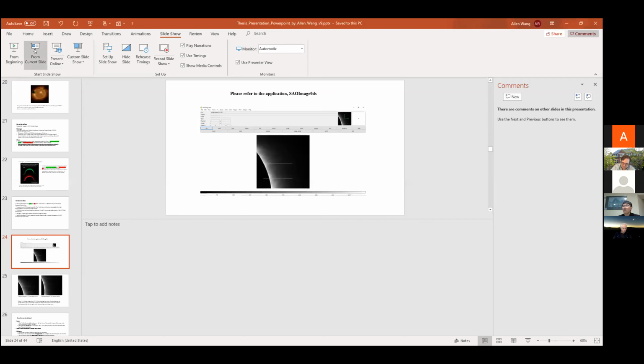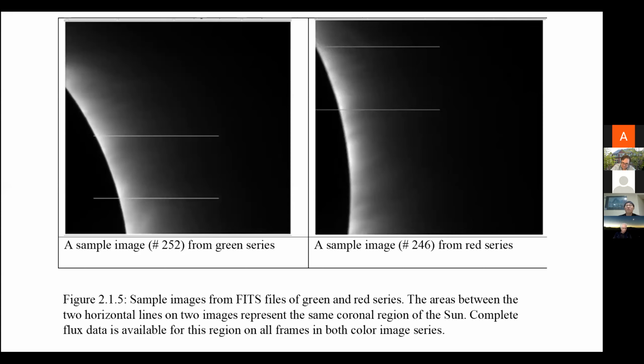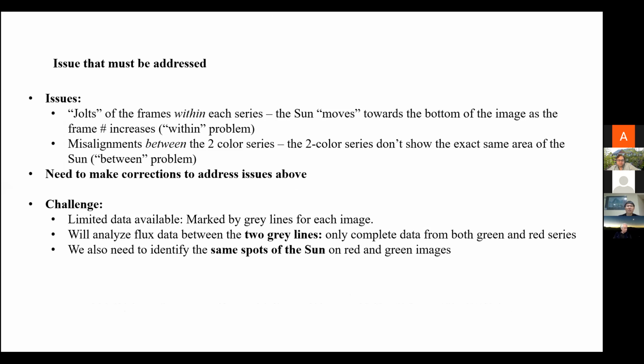So that's one thing we have to take care of. Also, in the green series and red series, we see that they're misaligned between each other too. So the area between the gray lines is where we will analyze the data. That's the same physical location on the sun. As we mentioned, there's the within problem and the between problem, and we have to make corrections for this.